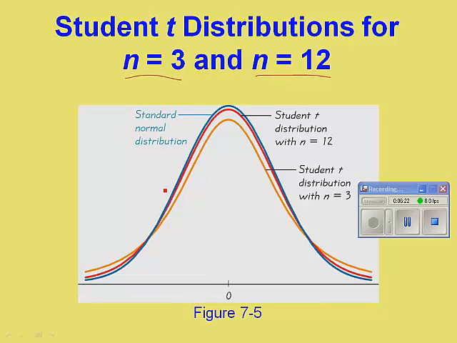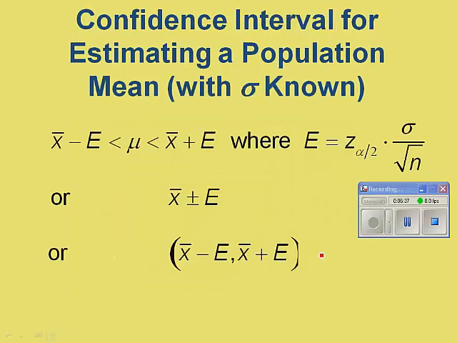Actually, I'd be curious to see. What if n equals 30 or 40? Something bigger than 30, I think it would look just like the normal distribution. So, that's the central limit theorem. But I'd be curious to see. Okay, that was from your book, that figure.